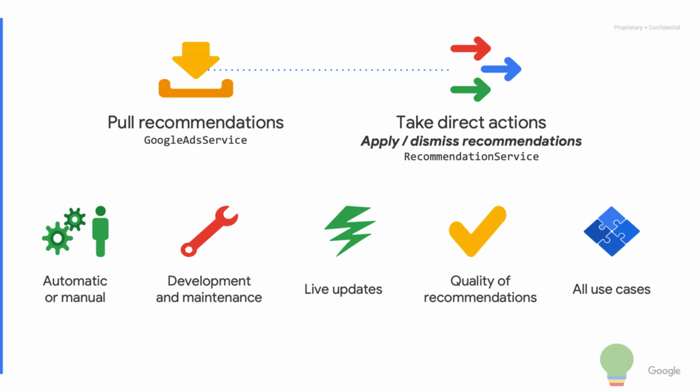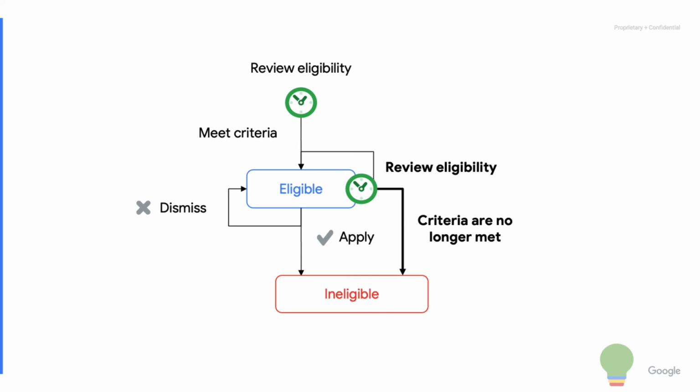The recommendation service on its own is fairly straightforward. There are only a handful of things to keep in mind when using it. Recommendations can become ineligible at any time. This is why we recommend taking actions shortly after retrieving them to avoid failures. Dismissing recommendation doesn't lead to a penalty of any sort. In fact, it's quite the opposite because it helps to prioritize actions and to improve the quality of future recommendations.